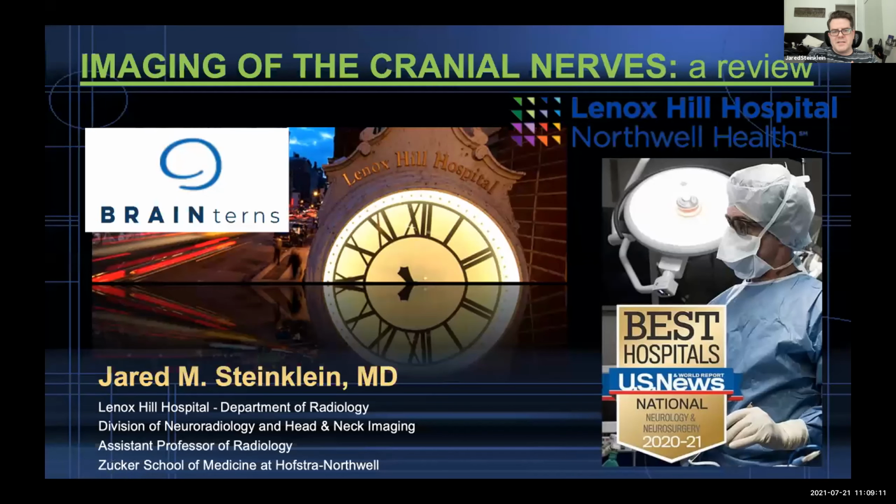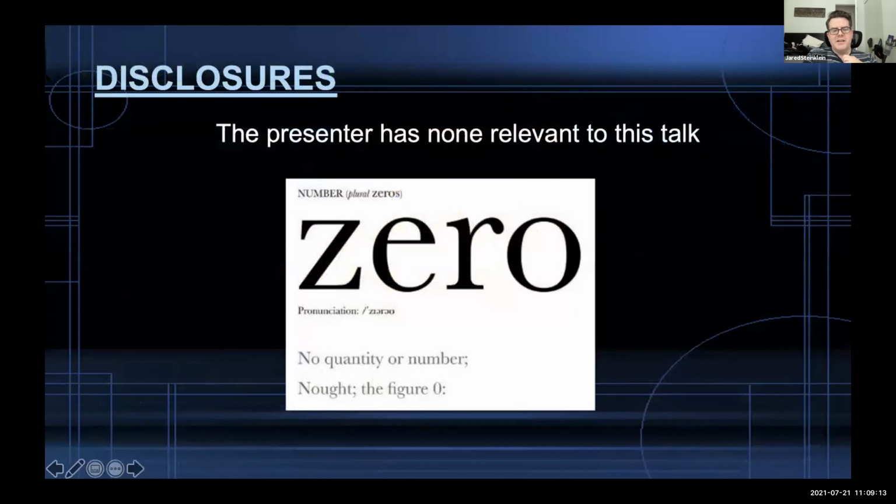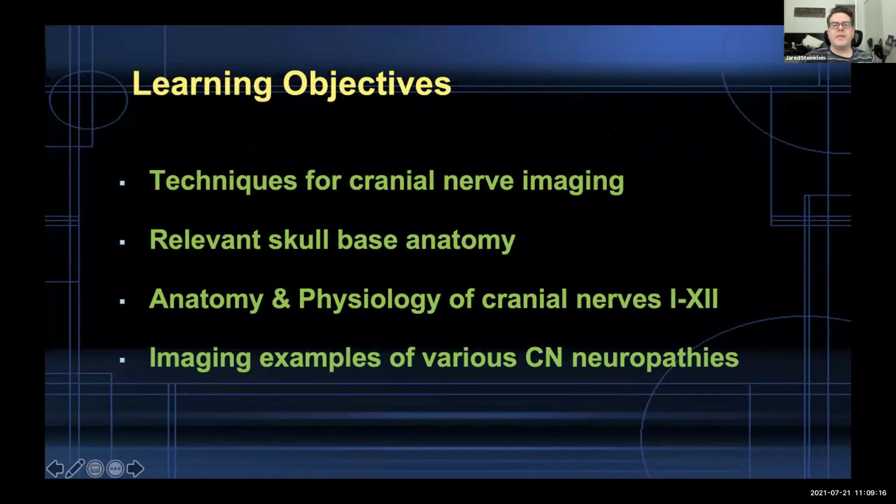Okay, next, you can skip to the third slide. All right, so we're going to review some techniques of cranial nerve imaging. Keep it brief because we have to go quickly. Go over some relevant skull-base anatomy and then the cranial nerves. There's 12 of them, so a lot to talk about in the anatomy and physiology. This is all review in kind of quick fire blitz fashion. And then imaging examples of a couple of neuropathies, things we see from time to time.